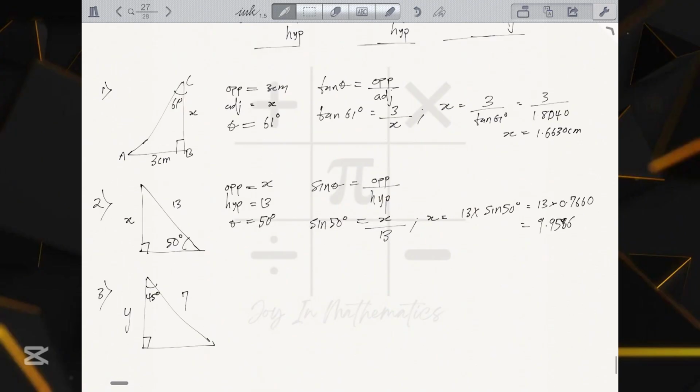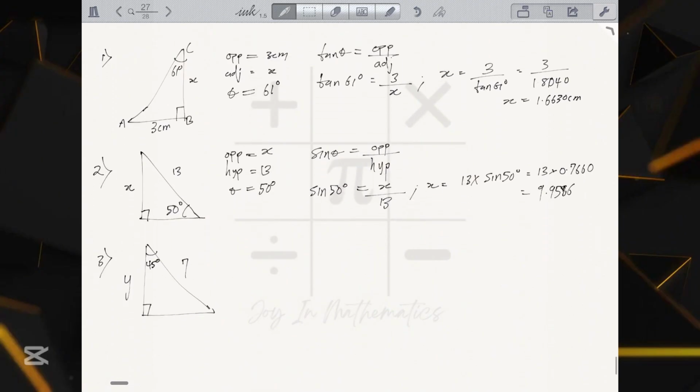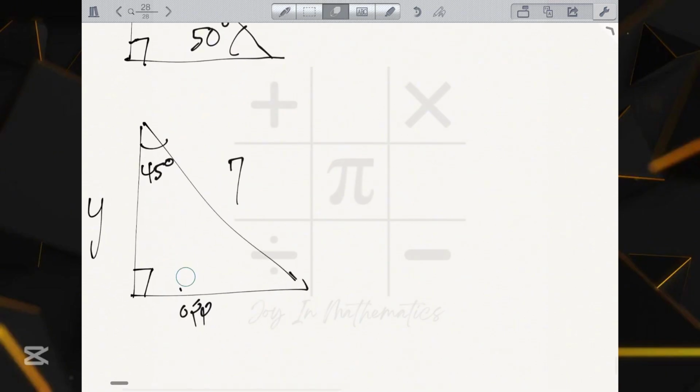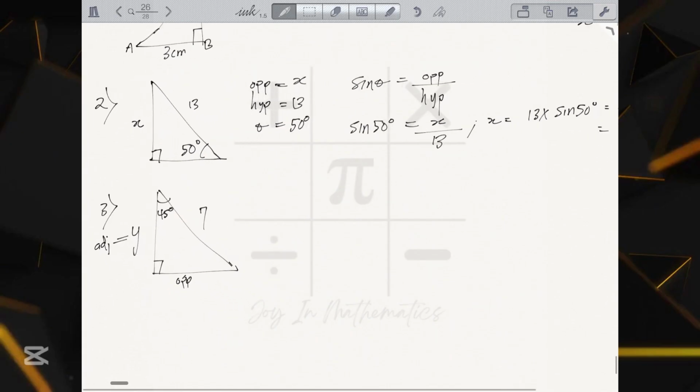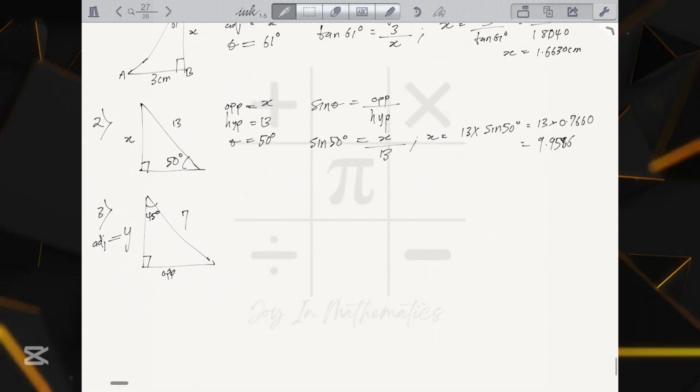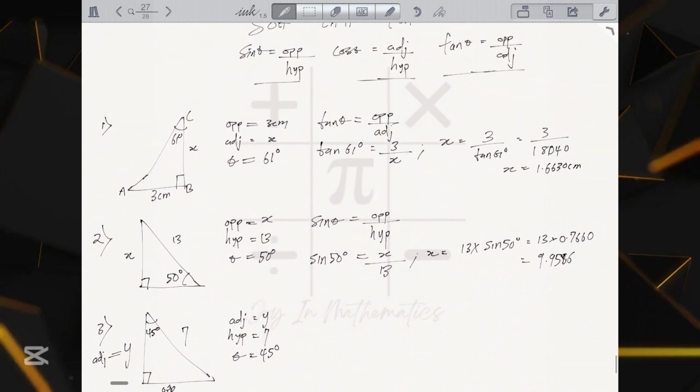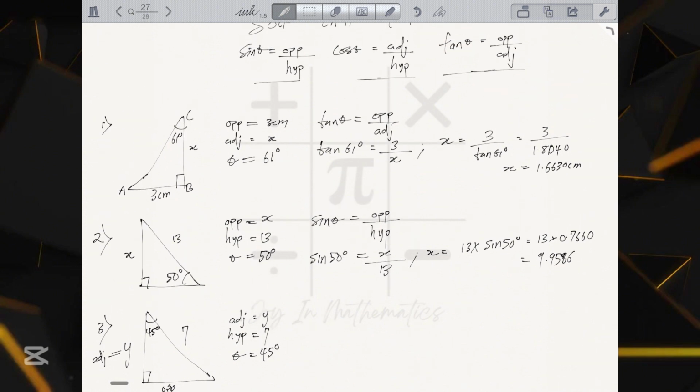Y, is it the opposite or the adjacent? The side facing the angle is the opposite, so definitely y is what? The adjacent. So we are looking for adjacent y. So that means we have adjacent is equal to y, hypotenuse is equal to 7, angle theta is equal to 45 degrees. So we are looking for the relation between adjacent and hypotenuse.